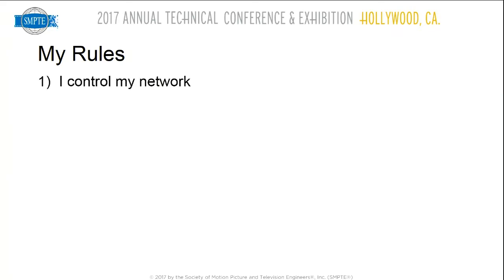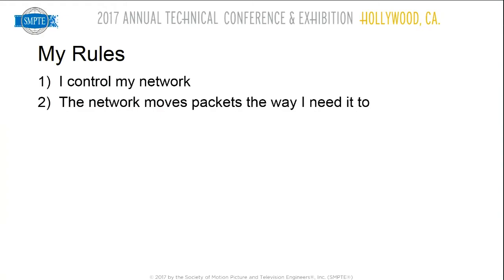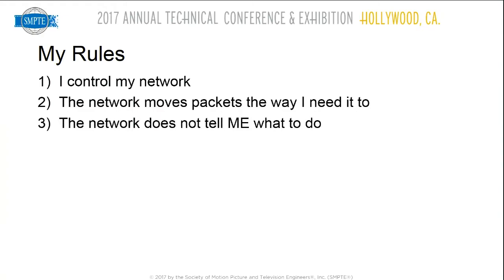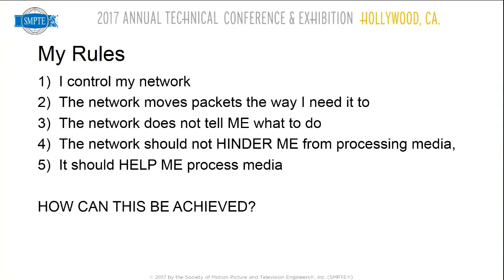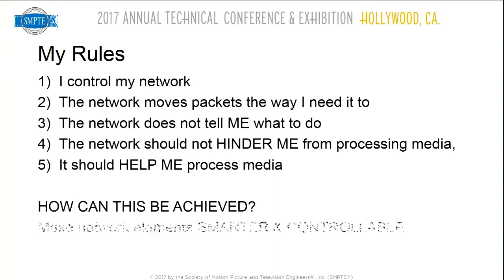So I come here this afternoon with a set of demands, and these are my rules. My rules are I want to control my network. I want the network to move packets the way I need it to. I want the network to not tell me what to do. I want the network to not hinder me from doing my media processing. It should help me process my media. And how are we going to do this? So this is the question that I was thinking about. And the way we can do this is by making network elements smarter and controllable.